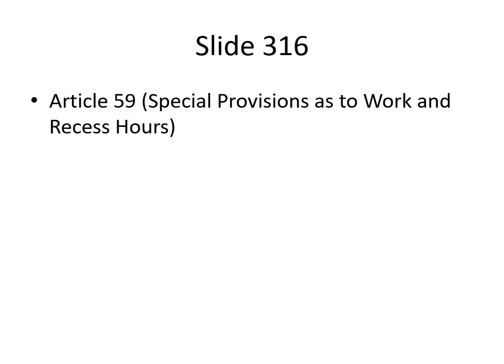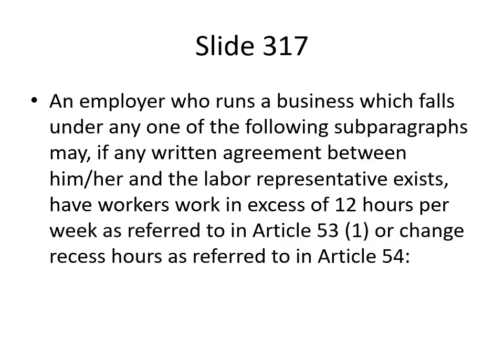Article 59. Special provisions as to work and recess hours. An employer who runs a business which falls under any one of the following subparagraphs may, if any written agreement between him, her and the labor representative exists, have workers work in excess of 12 hours per week as referred to in Article 53, 1, or change recess hours as referred to in Article 54.